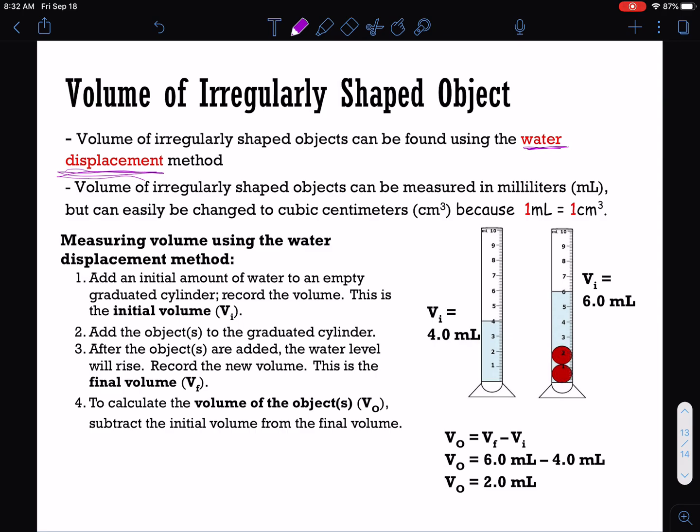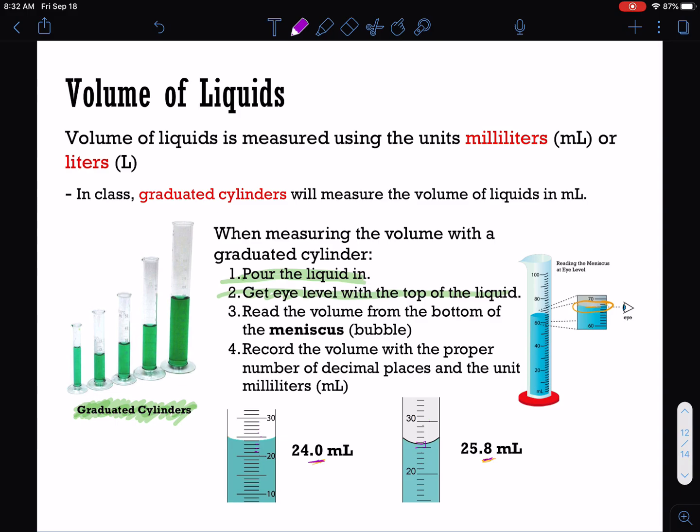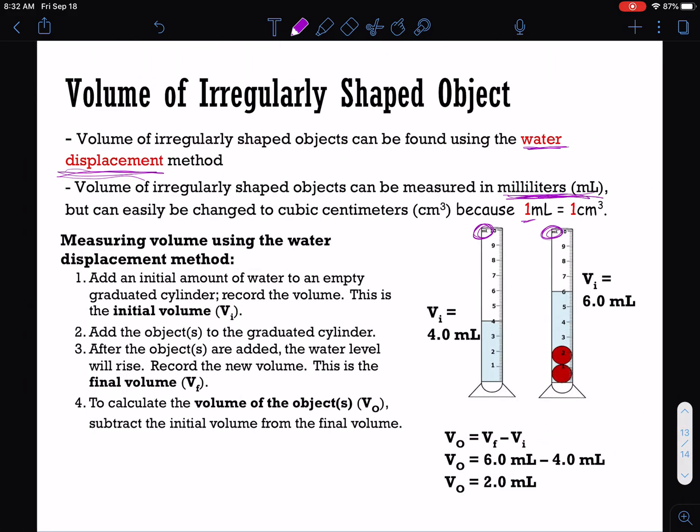And we're going to be using this for irregularly shaped objects, and you're going to be measuring them in milliliters again, because we're using the graduated cylinders and they have milliliters. But you can easily convert this back into cubic centimeters because of the 1-to-1 ratio here. They're the same thing. So if you have a 30 milliliter object, you have a 30 cubic centimeter object.